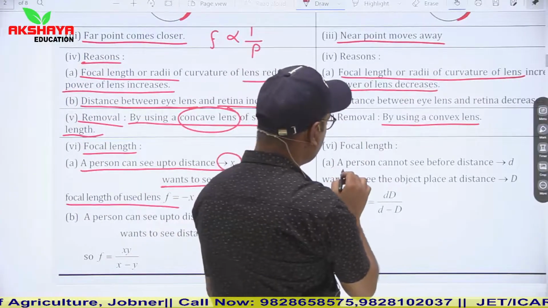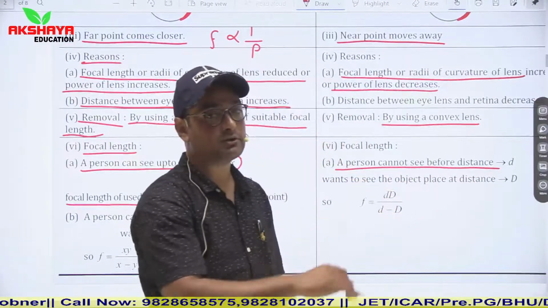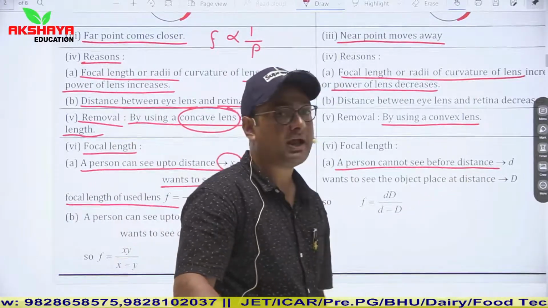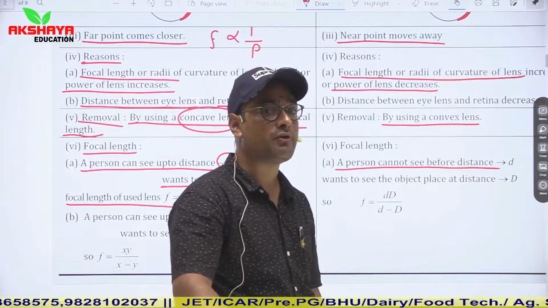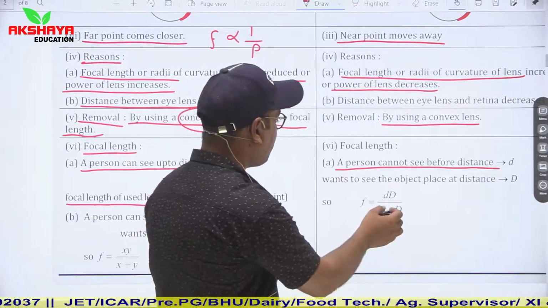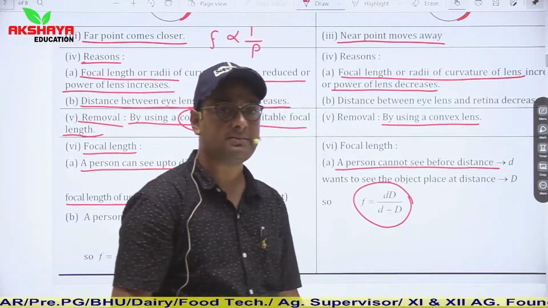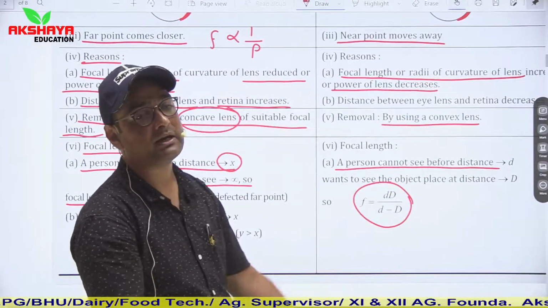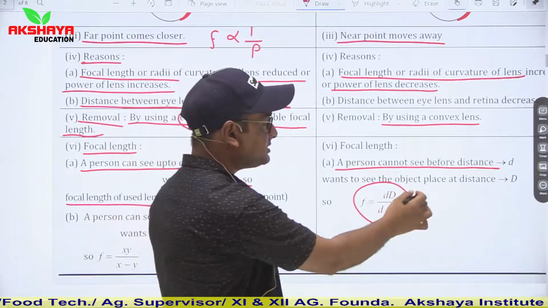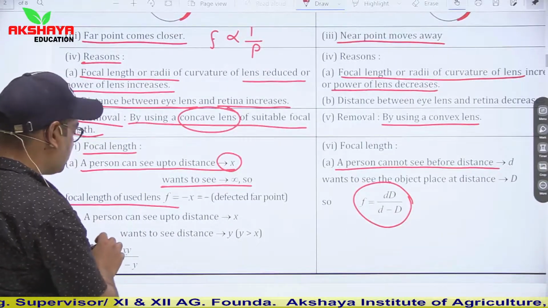Similarly, in the case of hypermetropia, a person cannot see nearer objects. Let us say that particular distance is d, and here a convex lens is used. The focal length of the lens used to correct hypermetropia is f equal to capital D times small d upon small d minus capital D, where capital D is the least distance of distinct vision. So this is the general concept.